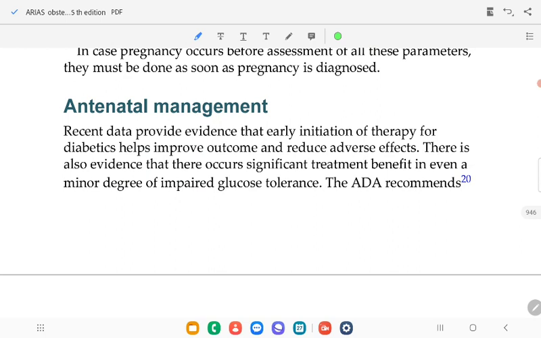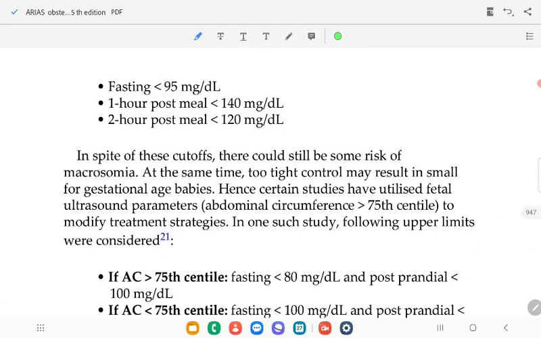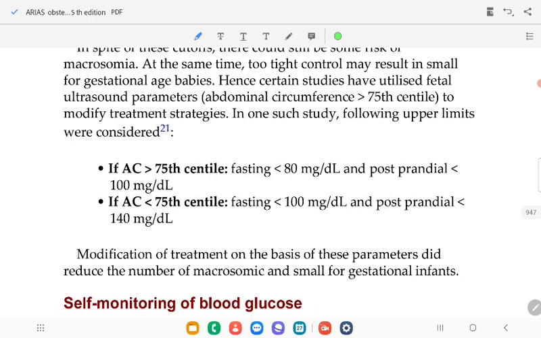Recent data provide evidence that early initiation of therapy for diabetes helps improve outcome and reduce the adverse effects. The ADA recommends a fasting target of 95, 1 hour less than 140, and 2 hours less than 120 mg/dL.